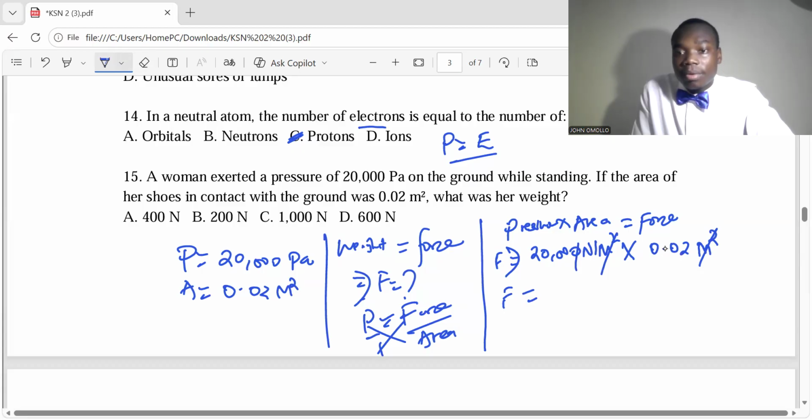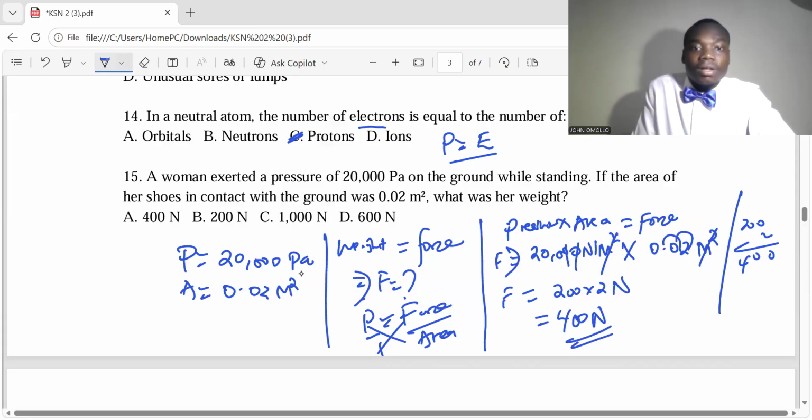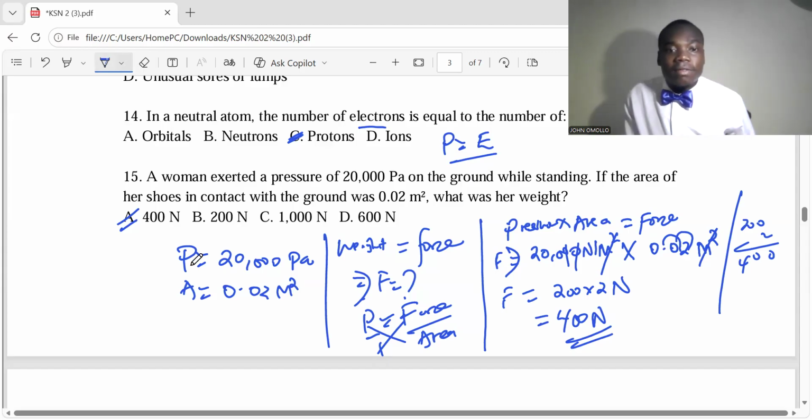This 0 brings the decimal here. This other 0 brings the decimal here. So what do we have? 200 times 2 Newton. So what is our answer when we have 200 times 2? 400. So we're going to have 400 Newton as the force. So where is 400? Choice A. That is the right answer for that question.